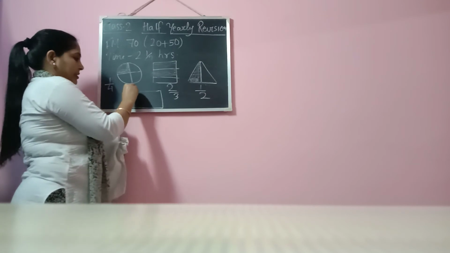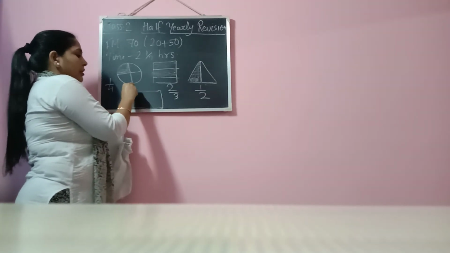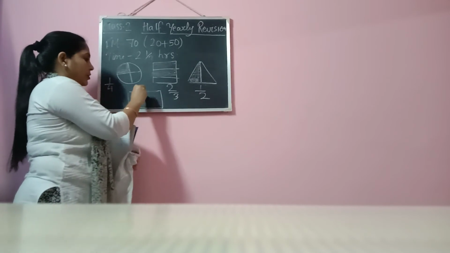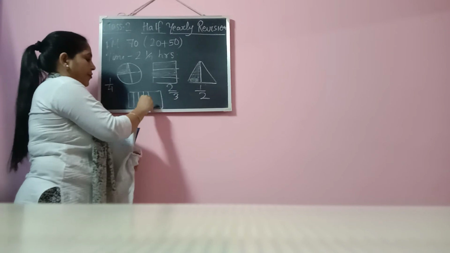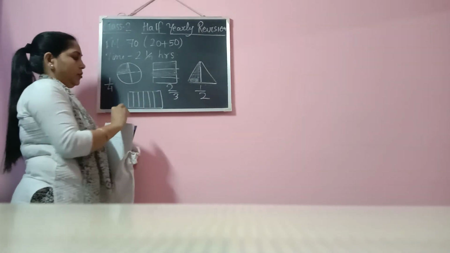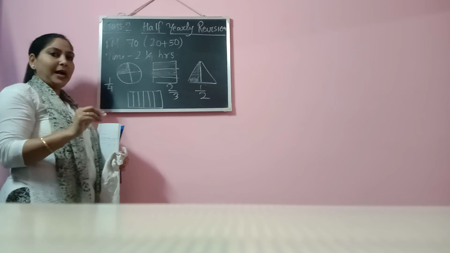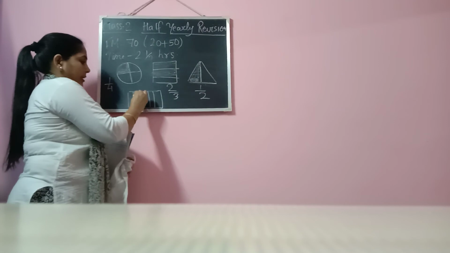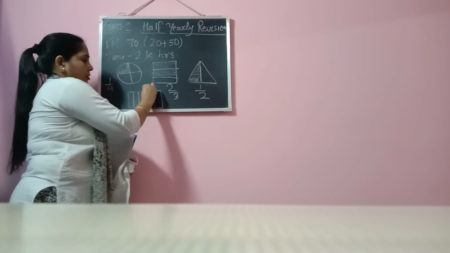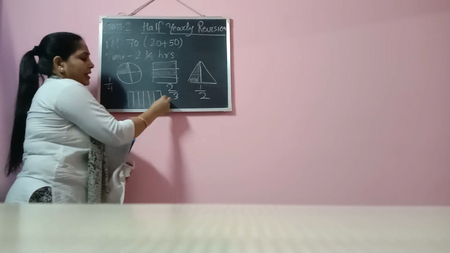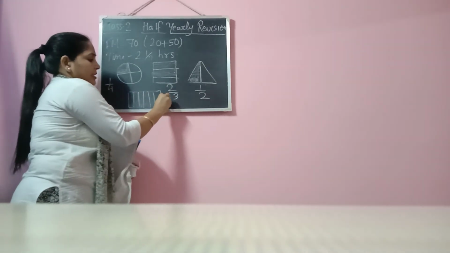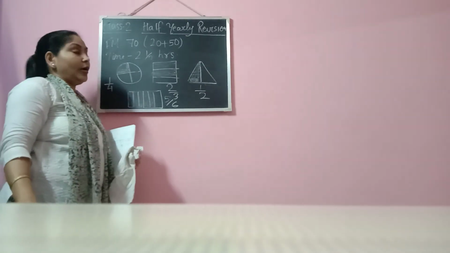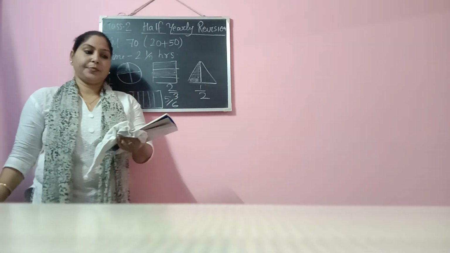Now 5 by 6, that means this rectangular figure I am going to divide into how many parts? 6 parts. 1, 2, 3, 4, 5 and 6. Okay, so these are 6 equal parts, and out of 6 parts I am going to shade 5 parts. 1, 2, 3, 4 and 5. So 1 is remaining, and what is the fraction of this? This is 5 by 6. Okay, so this is how you have to do it for fraction.